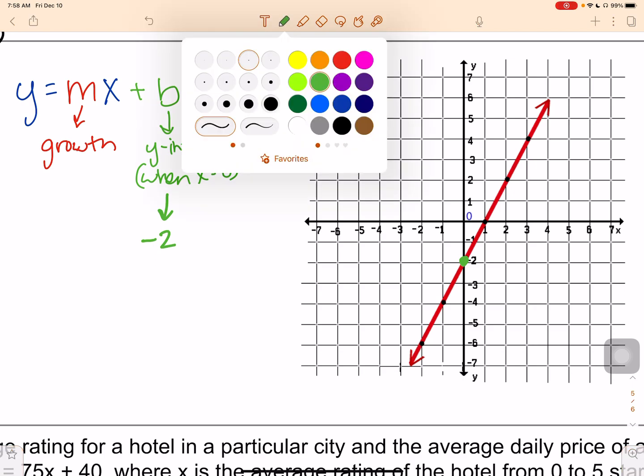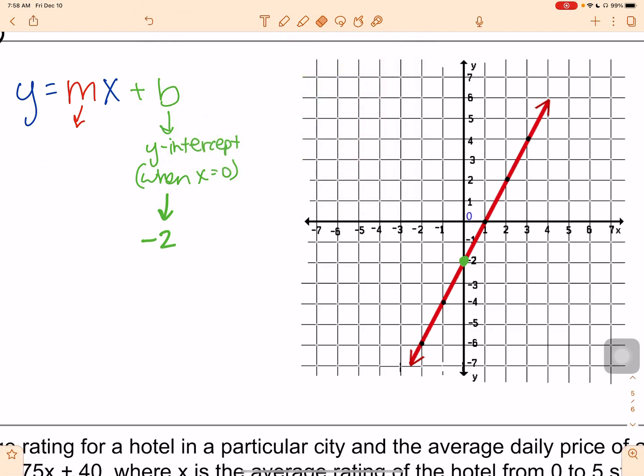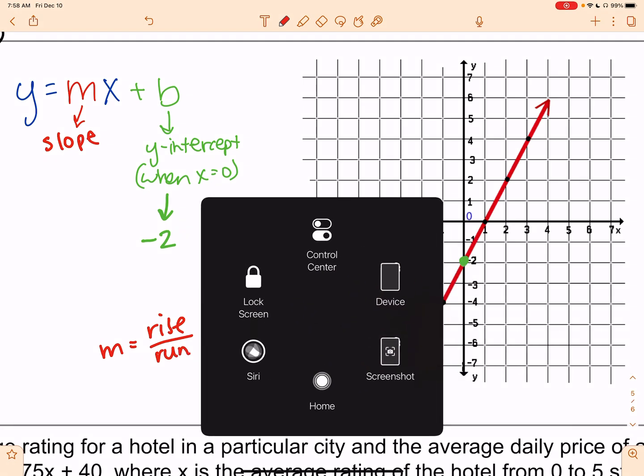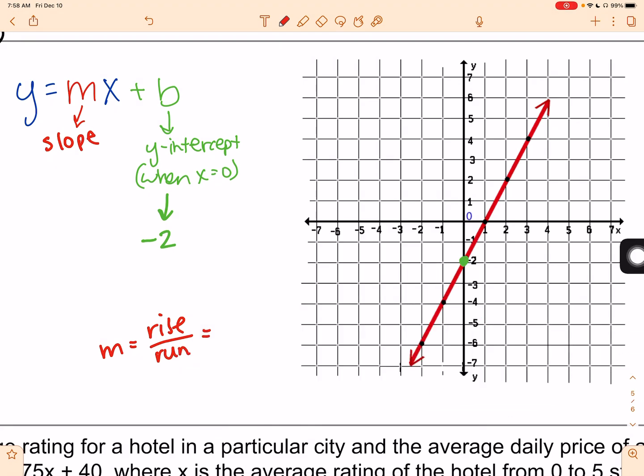Now to find my slope, I'm going to replace growth with slope, because in this case we have to use rise over run. So m is rise over run. And you have to use lattice points here. I see several of them marked for us. You see all these little black dots? Those are lattice points, so it does not matter which two you use.